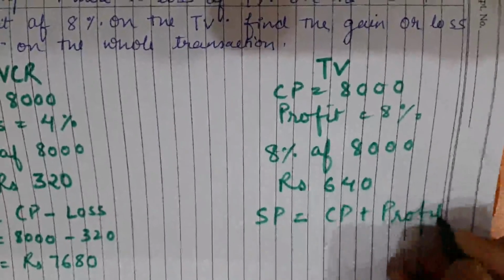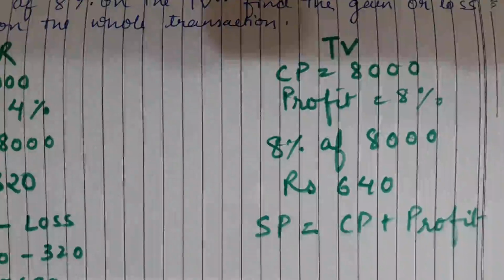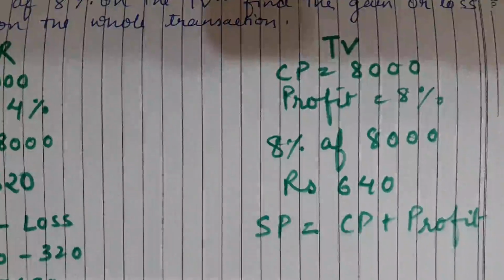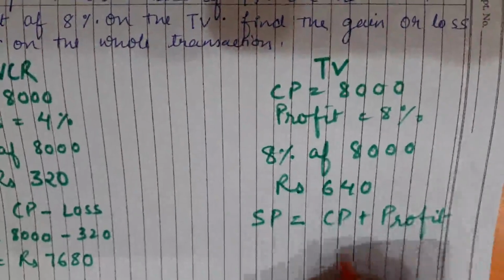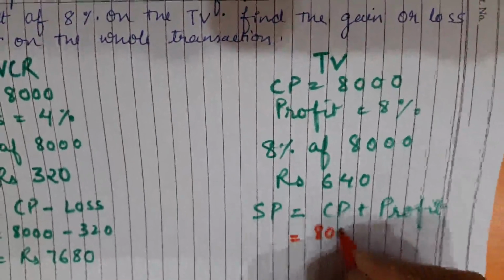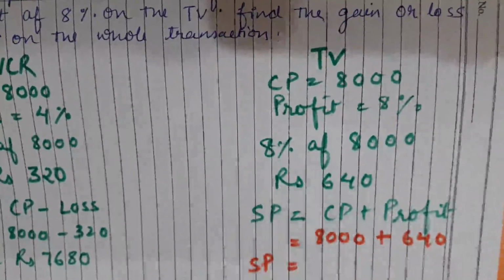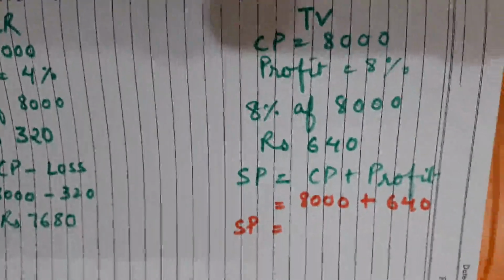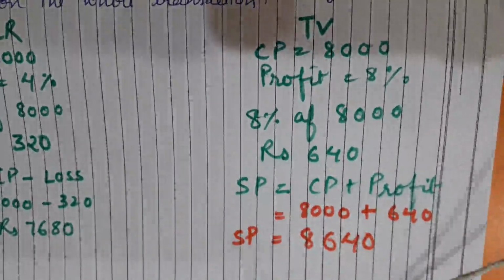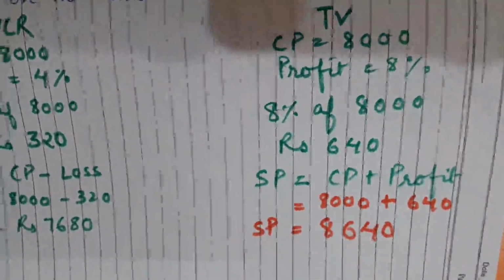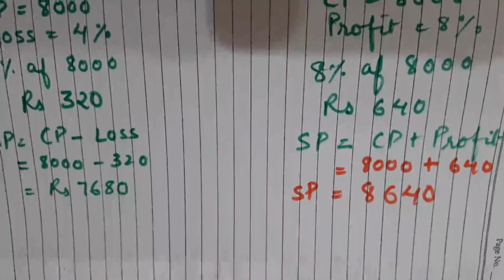Children, when we are facing profit, at that time we add it to the cost price, and when we are getting loss, we have to subtract it from the cost price. Okay, so selling price will be CP plus profit. So CP is 8,000 plus profit is 640. So the exact selling price will be 8,640. Okay, so let's find out whether that shopkeeper gets the loss or gain at the end.